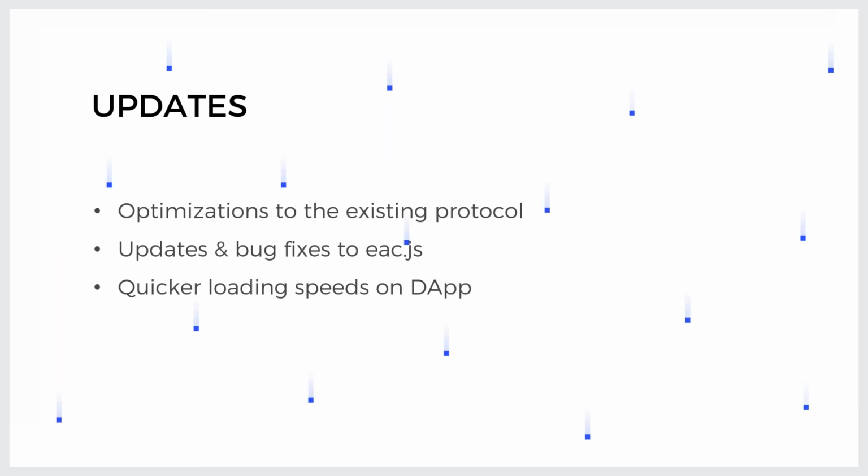So we've been going through the protocol and making a lot of optimizations. There's been a few bug fixes and a lot of smaller updates to both the smart contracts as well as the EAC.js libraries. These have been for a variety of reasons, but one of the big reasons is the optimization of the time nodes and quicker loading speeds on the DApp.